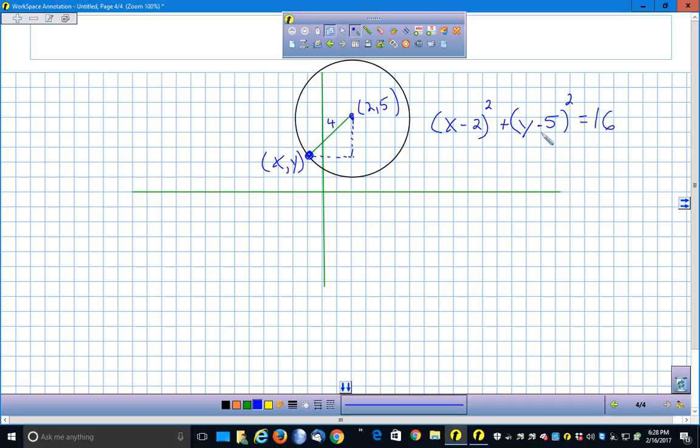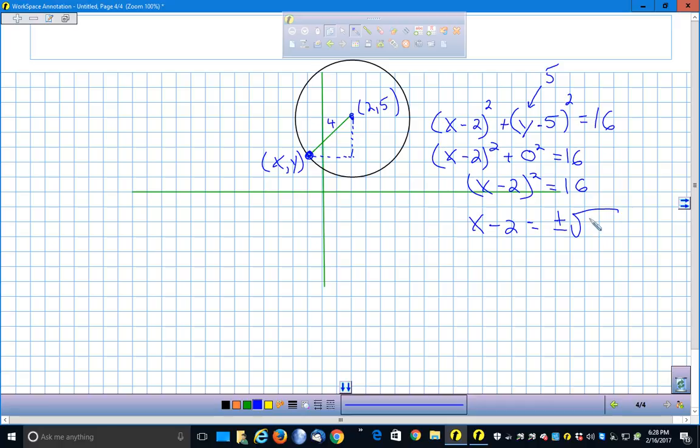This works for any point on this circle, and this is the equation of the circle. So for instance, if I wanted to find what the x coordinate is when the y coordinate is 5, I could plug into this equation. When y is 5, x minus 2 squared plus 5 minus 5, which makes 0, so plus 0 squared, equals 16, which gives me x minus 2 squared equals 16. I can take the square root of both sides, and I get x minus 2 equals plus or minus the square root of 16. Adding 2 to both sides, x equals 2 plus or minus the square root of 16, which is 4.